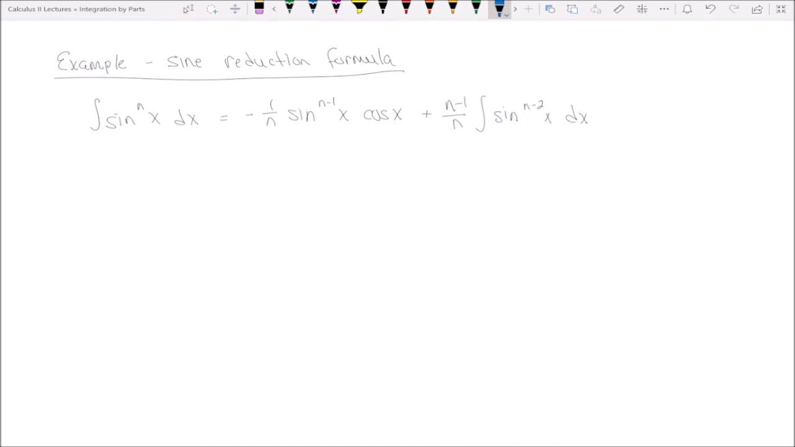So what we're going to do is, okay, let u be sine to the n minus 1 of x, leaving dv to be the sine of x dx. Now du would be n minus 1 times the sine to the n minus 2 of x. Then chain rule says times cosine of x and all that times dx. And v would then be negative cosine of x.